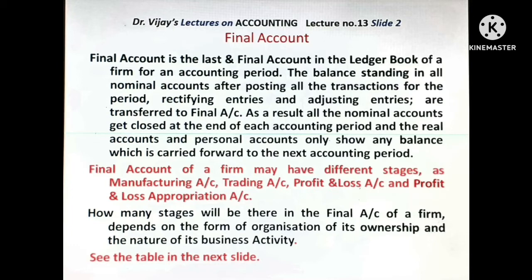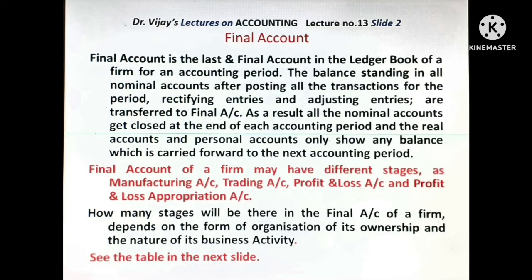Only real accounts and personal accounts will show any balance which is carried forward to the next accounting period. So please understand, at the end of every accounting year, all the nominal accounts are closed by transferring their balances to final account. Only the balance of real accounts and personal accounts are brought forward to the next accounting period. So only the balance of those accounts will appear in the balance sheet.